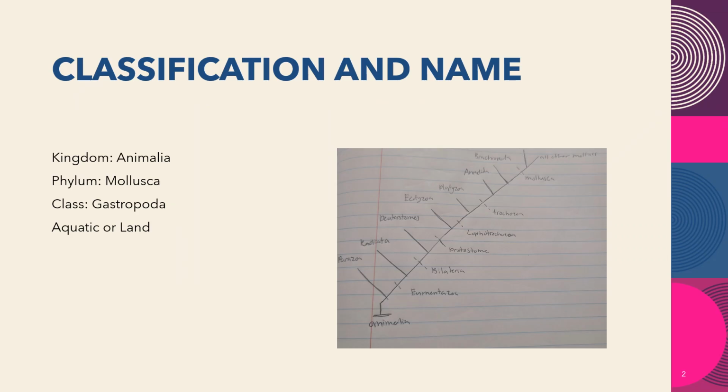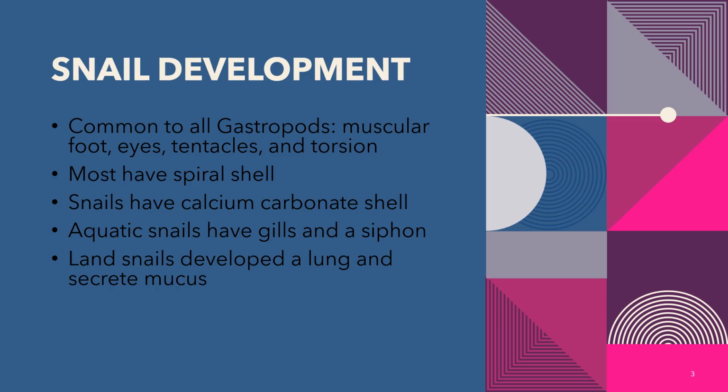Snails are an invertebrate animal. They are under the phylum Mollusca and under the class Gastropoda, which also includes some slugs. They are usually aquatic or land-based, and there are some distinctions between that. All gastropods have a muscular foot, eyes, and tentacles, which are the things that stick out of the head of the snail. That's where the eyes are located.